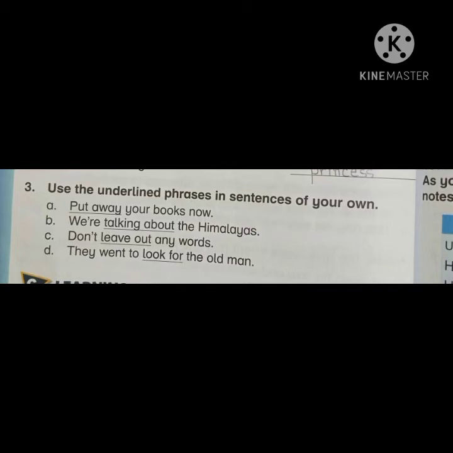The last one is, they went to look for the old man. The underlined phrase here is, look for. To look for ka matlab hota hai talash karna ya phir kisi cheez ke liye dekhna. The sentence for look for is, he is looking for his lost pen.